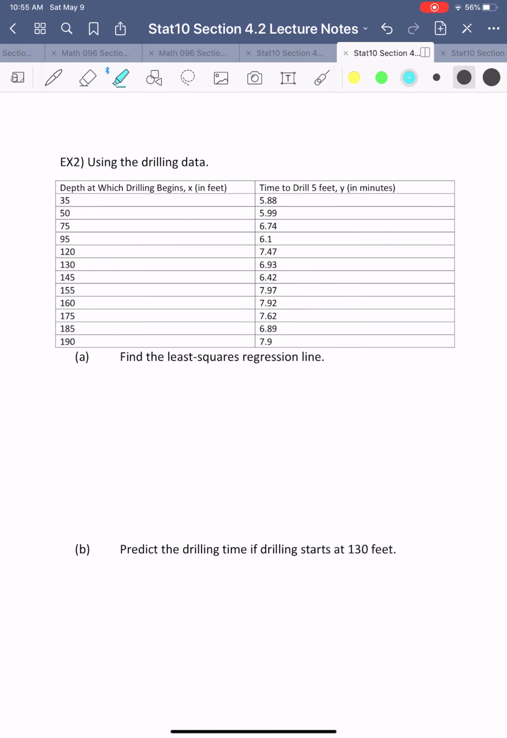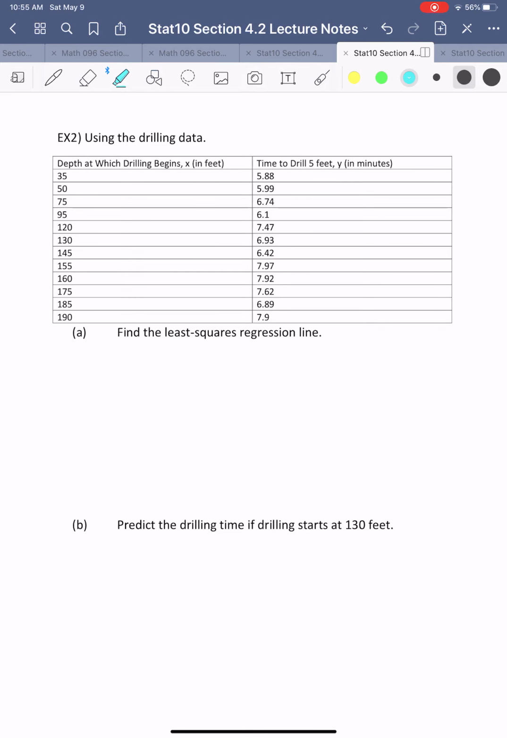All right, so let's look at number 2. In number 2, use the drilling data, which we just had. Find the least squares regression line here. We already found these previously. So x bar was 126.25. y bar was 6.985833. r was 773, sorry.